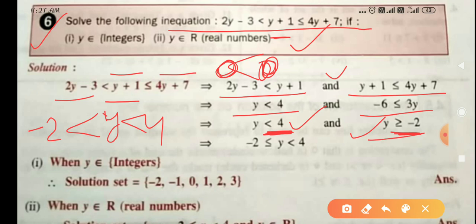Now the equal to sign. At which number is the equal to sign there? At the same number you put it. Here the equal to sign is there. Here the equal to sign is not there. So like this you can combine.